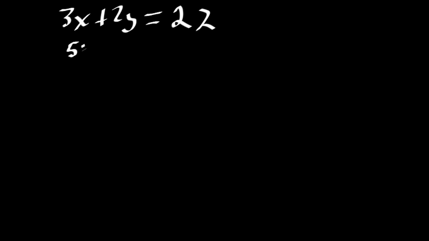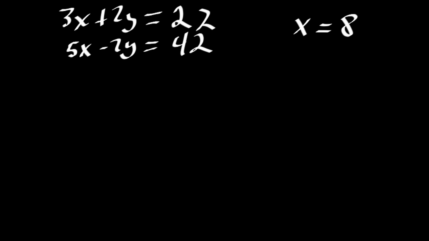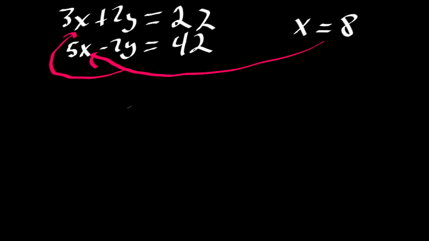I can start over from the beginning and say, all right, I have 3x plus 2y equals 22. And then I have 5x minus 2y equals 42. And I just found x equals 8. So now I take that x equals 8, and I can plug it in for this x value, or I could plug it in for this x value. And honestly, it doesn't look like there's much difference between the two. I'll probably just stick with the first equation.